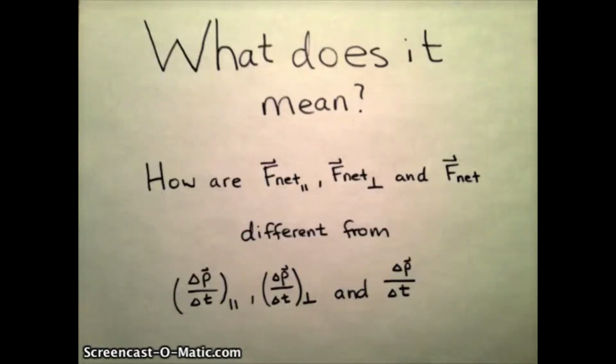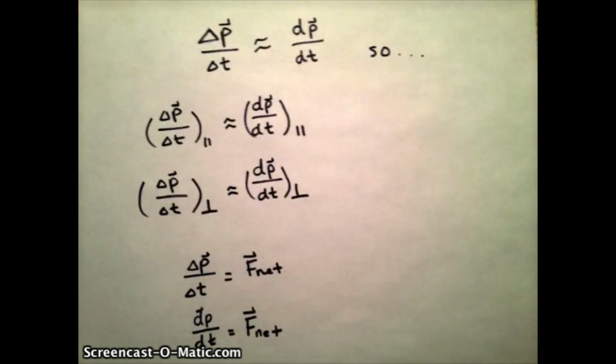What does it mean? How are the F net parallel, F net perpendicular, and F net different from change in P over change in T parallel, change in P over change in T perpendicular, and change in P over change in T? As I stated before, change in P over change in T is approximately equal to the derivative of momentum when the change in T is relatively small. So, change in P over change in T parallel is approximately equal to dP over dt parallel, and change in P over change in T perpendicular is approximately equal to dP over dt perpendicular.